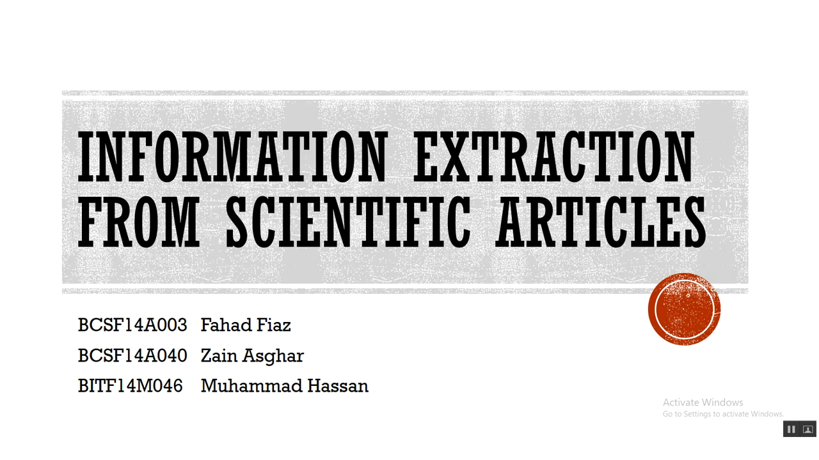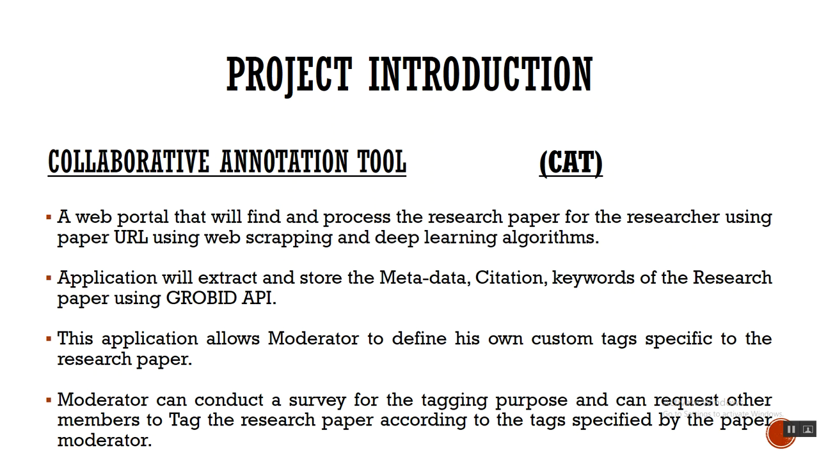Our project is information extraction from scientific articles. First of all, a quick introduction of the project. Our project consists of two main phases. The first one is CAT, Collaborative Annotation Tool, and the second one is information extraction.